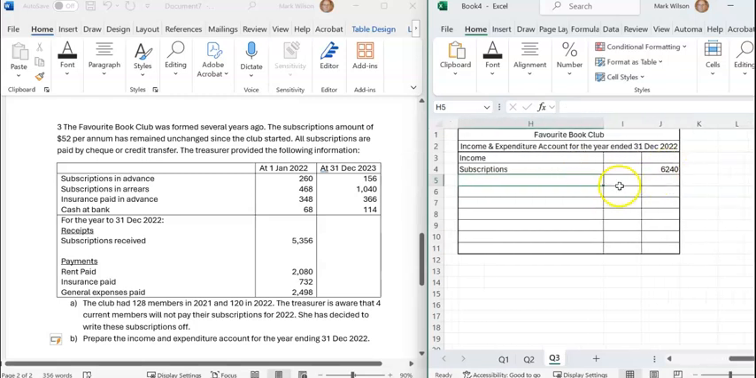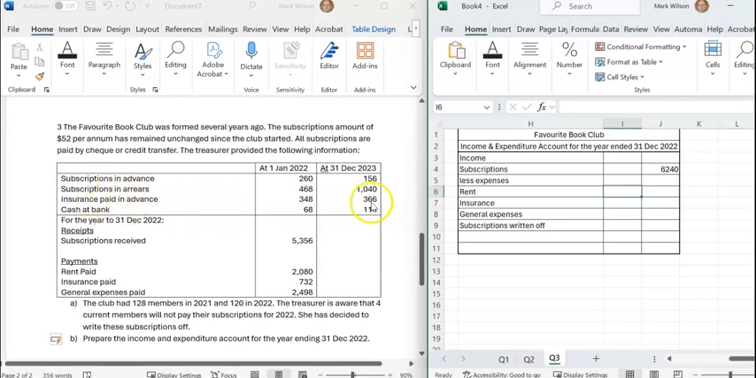Alright, and even if you haven't done that other one, it's going to be 120 members multiplied by 52, gives you this figure here. There we go, less expenses. Two of them are relatively easy. That is going to be your rent. Remember, we don't write rent paid, we just write rent, insurance, and general expenses. And the other one is subscriptions written off. So some of these are relatively easy, but we've just got a balancing figure of the insurance.